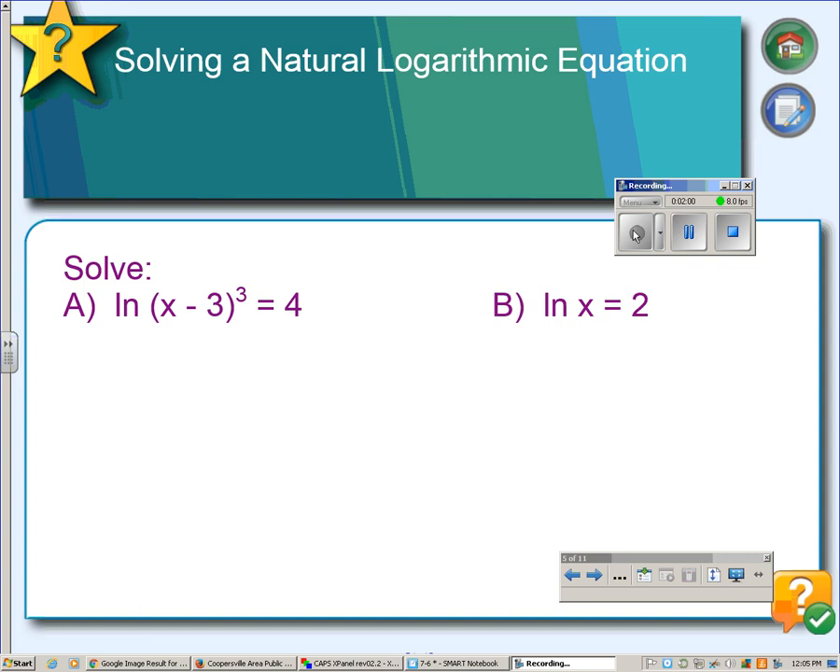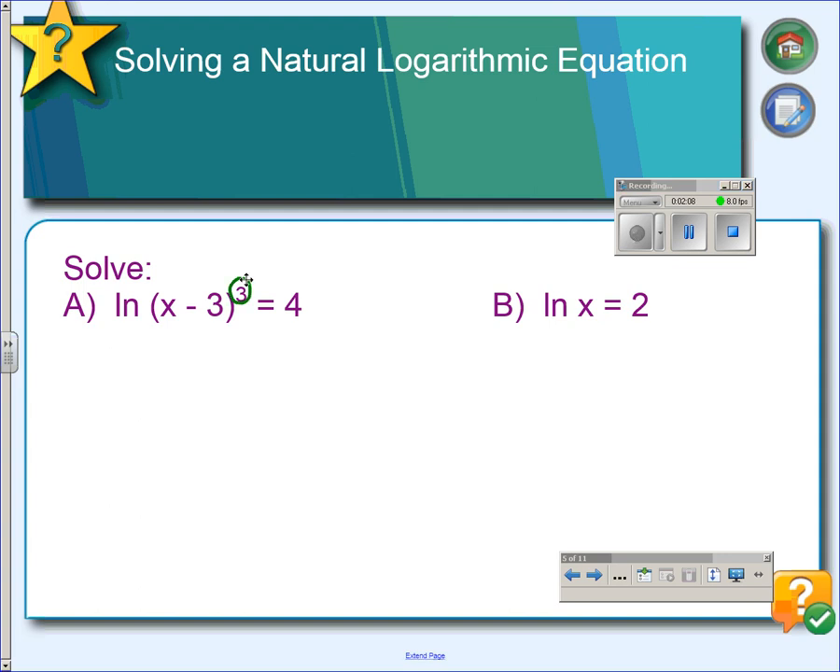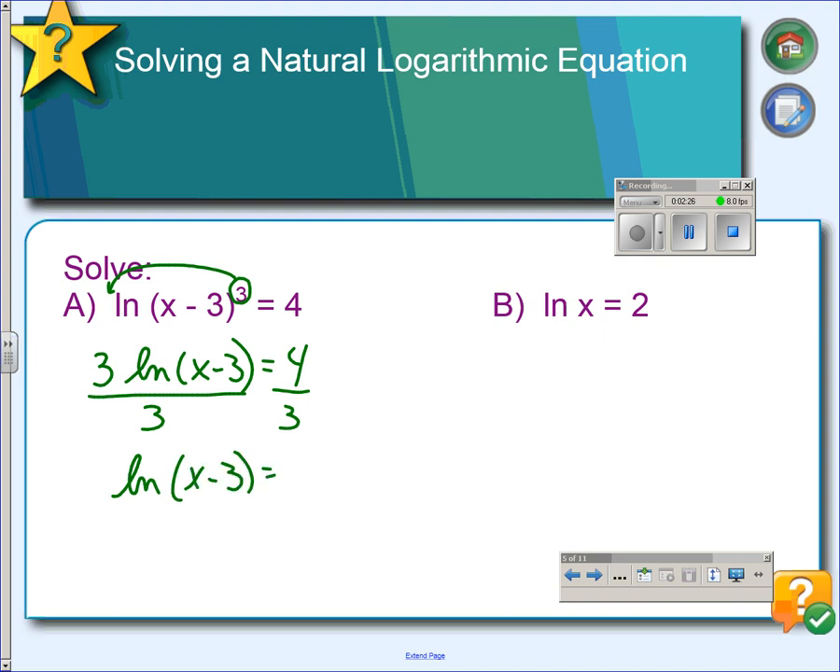So then we can solve some natural log equations like these. So for example, in A, we can take our exponent here and move it down as a coefficient. So we get 3 natural log of x minus 3 equals 4. And then we can divide both sides by 3 to isolate the log. And then we can put in a base e because a natural log has a base e. So to cancel the natural log, you do a base e. So that cancels the ln.